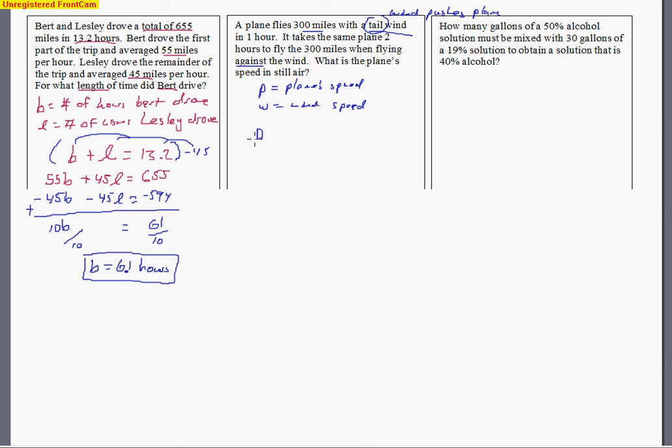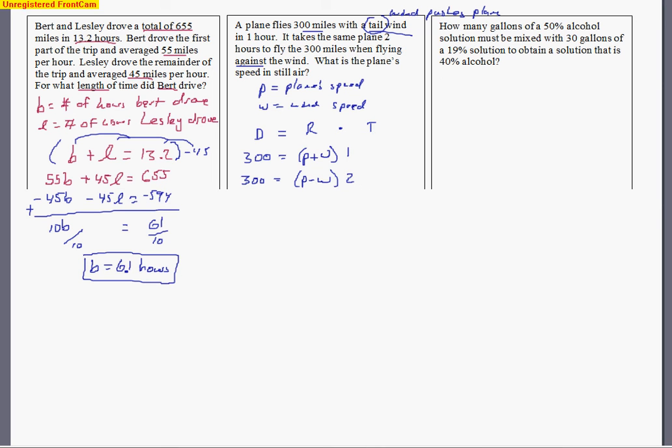So our general form for a distance, rate, and time problem is distance equals rate times time. So the distance, 300 miles. Rate, well, it's the plane speed plus the wind speed because the wind is pushing us, in 1 hour. And against the wind, 300 miles, P minus W, because we're working against the wind, it took 2 hours.